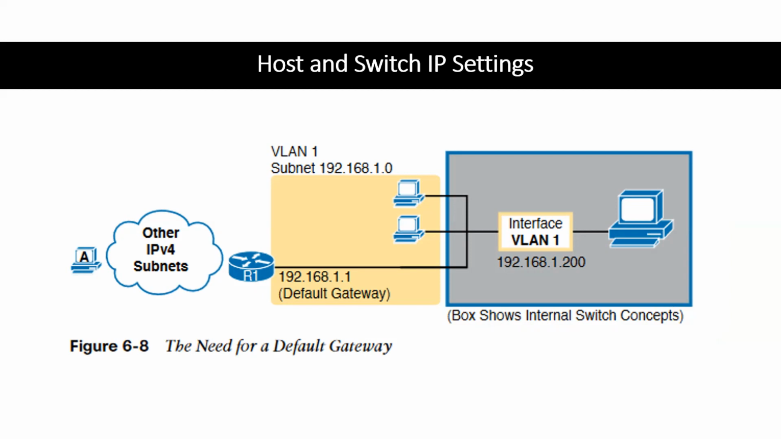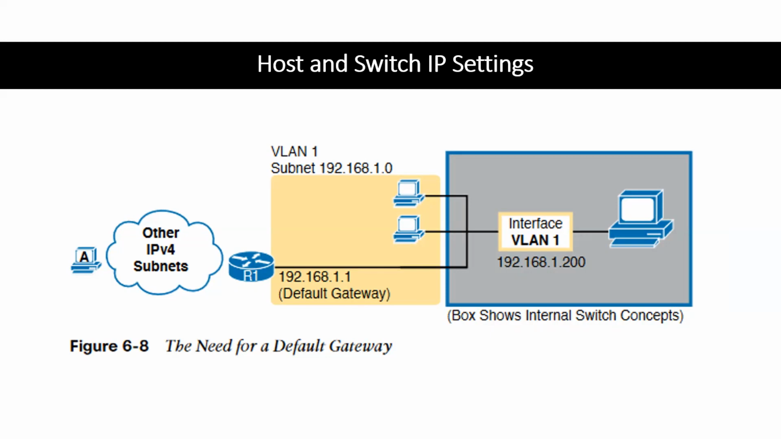Because once you create that SVI, that multi-layer switch now becomes a host on the network as well, because now it has a layer 3 instance, just like your PCs. It's a host. So with all hosts, they can have an IP address and a subnet mask, but they need a default gateway to send IP packets, if we're talking about layer 3.